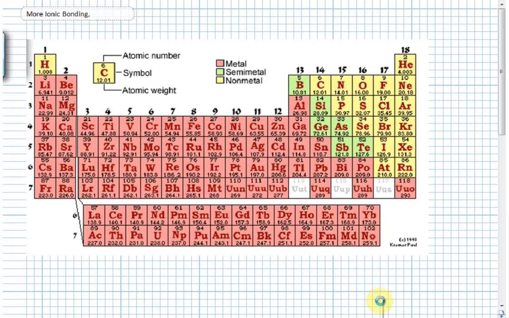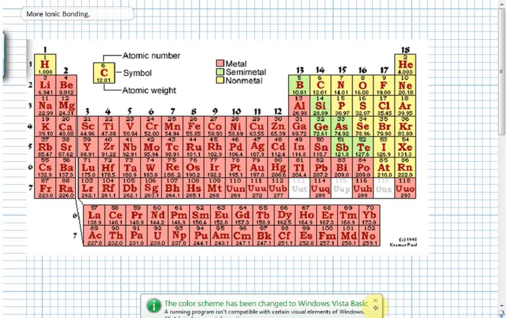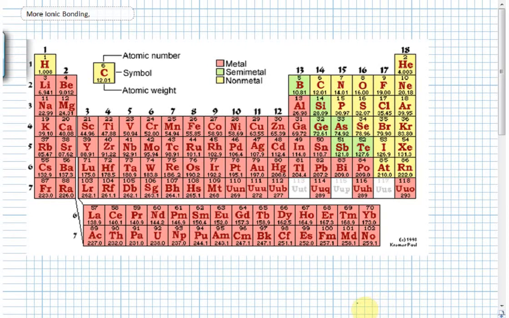So in this session, we're interested in taking a look at another example of forming ionic compounds and trying to wrap it up here with a big general summary. So notice a couple of things if you haven't already. Our friend the periodic table is here.